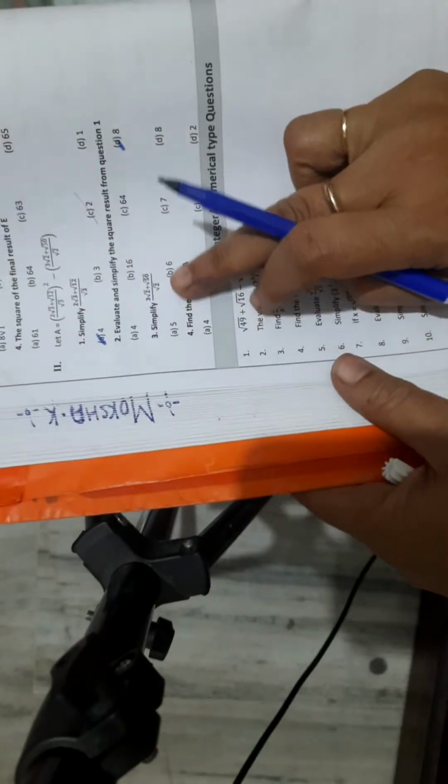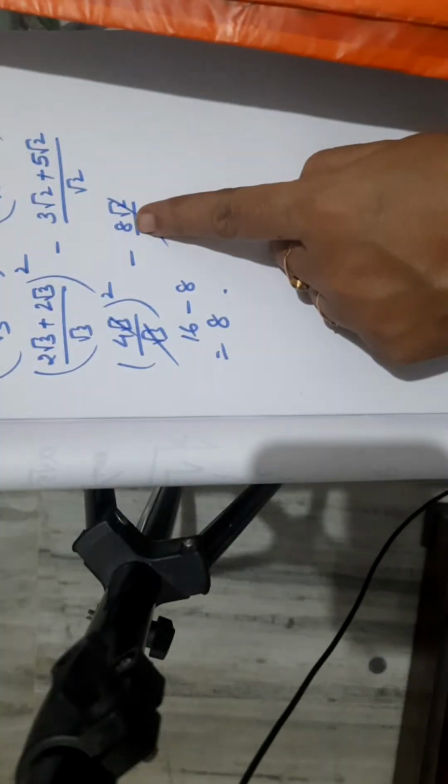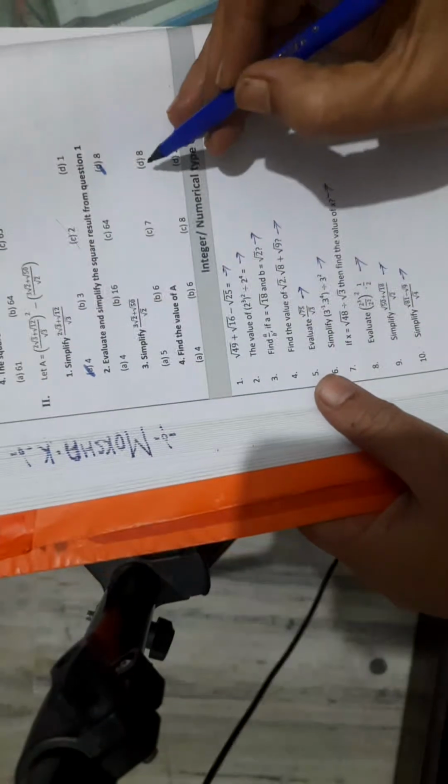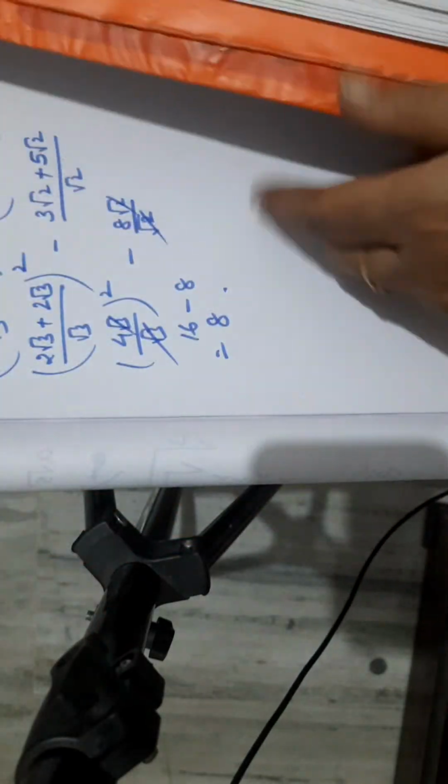Third one, simplify 2 root 2 plus 50 root 2. So this also we did. Second part, 8. So the answer is 8. Find the value of A. So after all the calculation, we got the answer as 8. All are mostly 8 only.